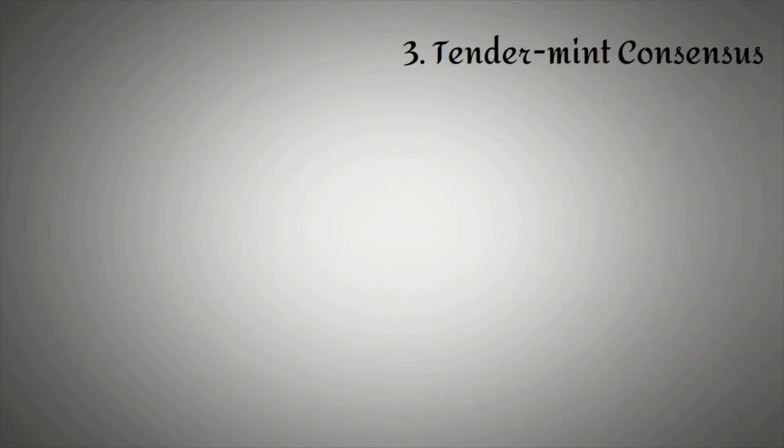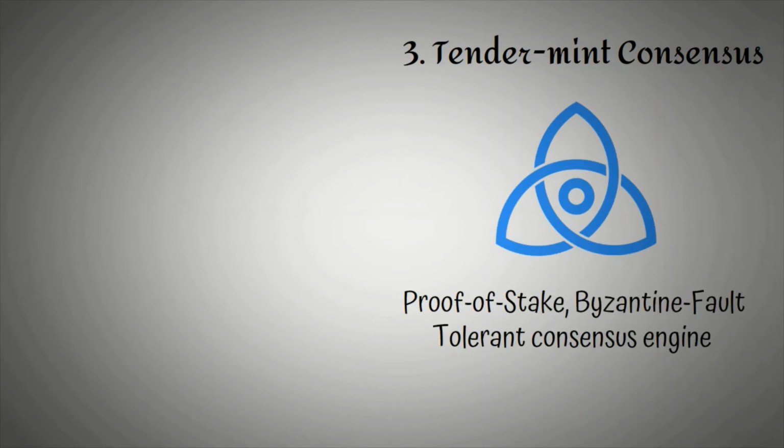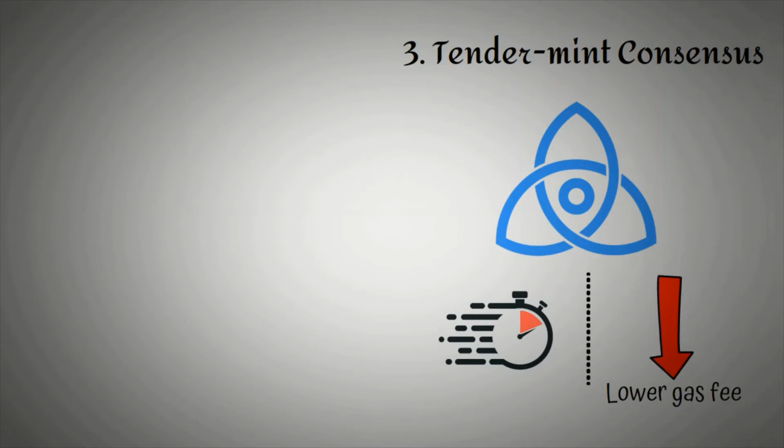Number 3. Tendermint Consensus. Tendermint is a proof-of-stake, Byzantine fault-tolerant consensus engine. Furthermore, Tendermint also provides faster throughput and lower gas fees than Ethereum. On Evmos, the average transaction fee is less than 1 cent and the finality is under 3 seconds. The highest supported TPS is 10,000 on Evmos.